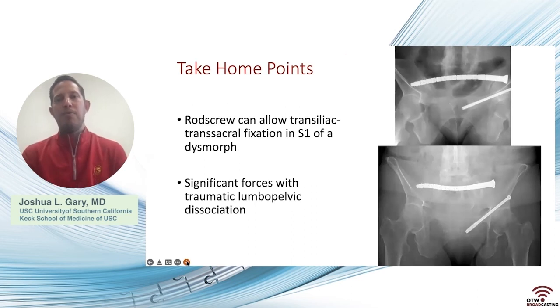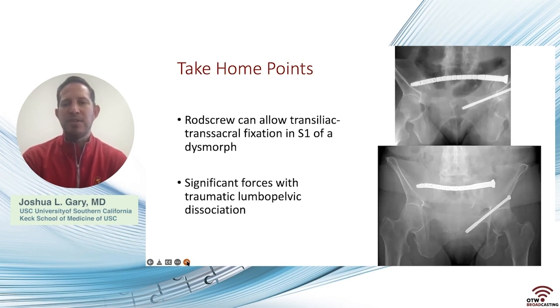And I think the take-home points were the rod screw allowed transiliac transsacral fixation in S1 of a dysmorph. And this would not have been something that would have been possible with screws that were straight only. And then there's a ton of force in these U-shaped sacral fractures. So you can see here, even with some stabilization, she might have displaced just slightly. But I think being aggressive earlier on with these fractures, especially when patients aren't mobilizing well, and they often show up to you late, I think stabilizing these is a good thing, especially for these elder patients where mobility is such a key to life.